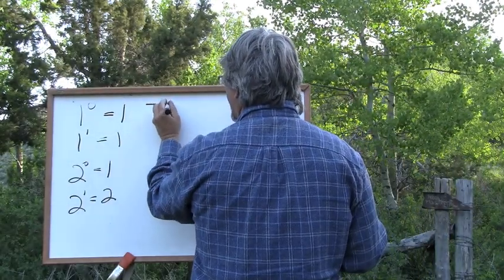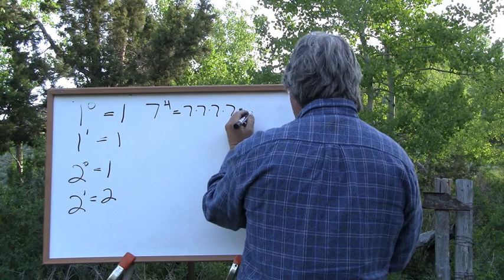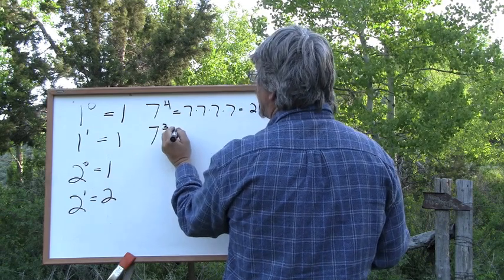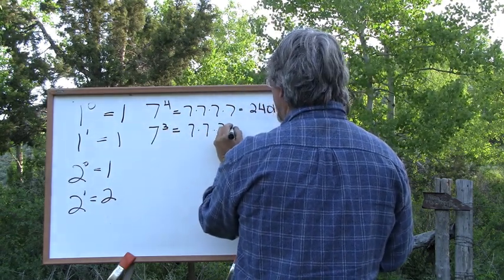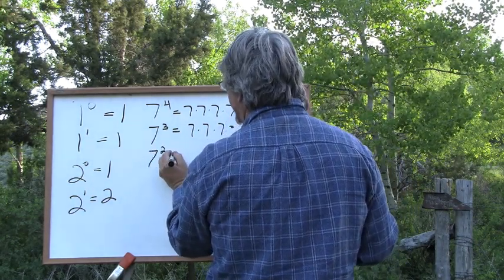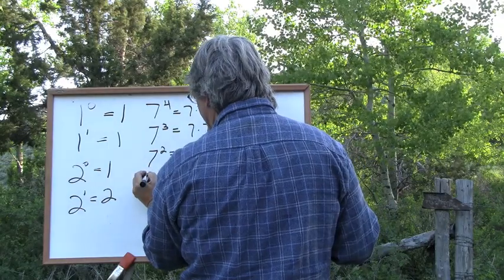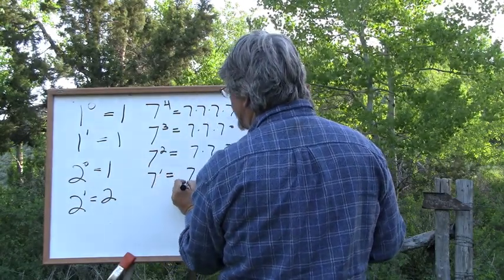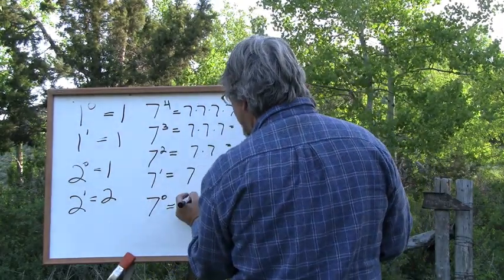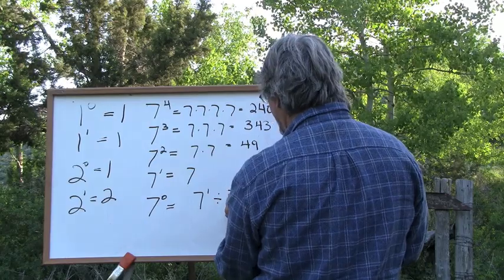7 to the 4th equals 7 times 7 times 7 times 7, which equals 2401. 7 to the 3rd equals 7 times 7 times 7, which equals 343. 7 to the 2nd equals 7 times 7, which equals 49. 7 to the 1st equals 7, and therefore we would say 7 to the 0 equals 7 to the 1st divided by 7, which equals 1.